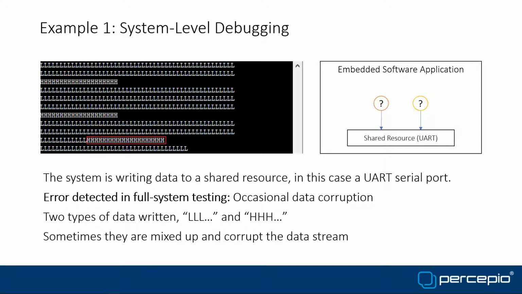There are two kinds of data written to the UART. For clarity, this is represented by the letters H and L. Normally, we get about 50 bytes of L data and 20 bytes of H data, as can be seen in the upper part of the screen. At one point, the H data seems to come in the middle of the L data, which corrupts the output. So, what's going on here?